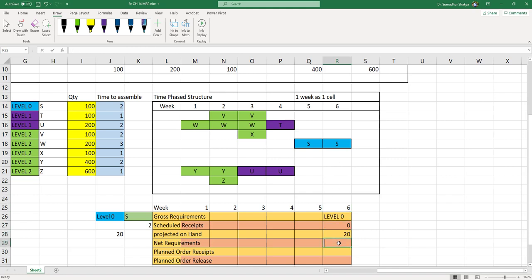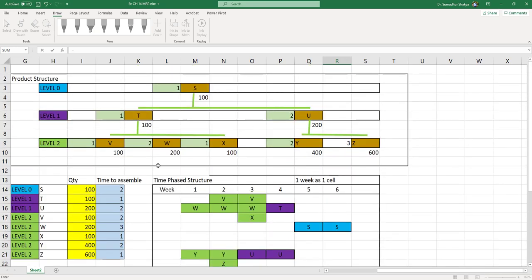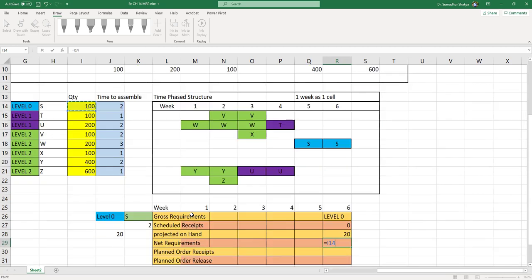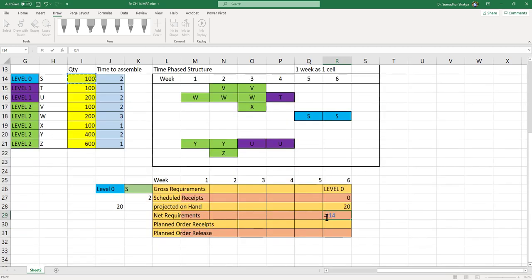Therefore, my net requirement is going to be 100. So why don't I bring that information here as well. So net requirement for S is here. Net requirement is going to be 100 minus 20.